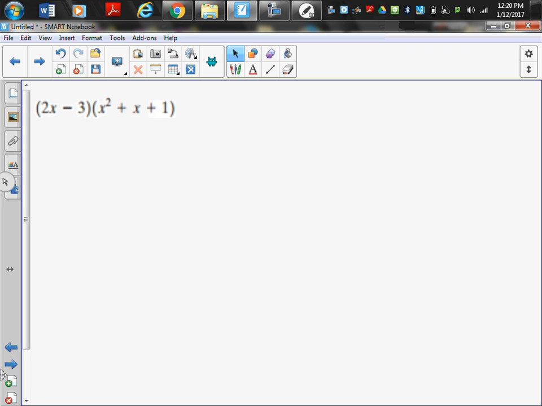So, you take your longest one. It's kind of like you have a 3-digit number times a 2-digit number. You put the biggest number on top, the little number underneath. Alright. So we're going to go x squared plus x plus 1. Again, we're going to use a vertical method. To me, it's easier to see. 2x minus 3. And we're going to multiply.